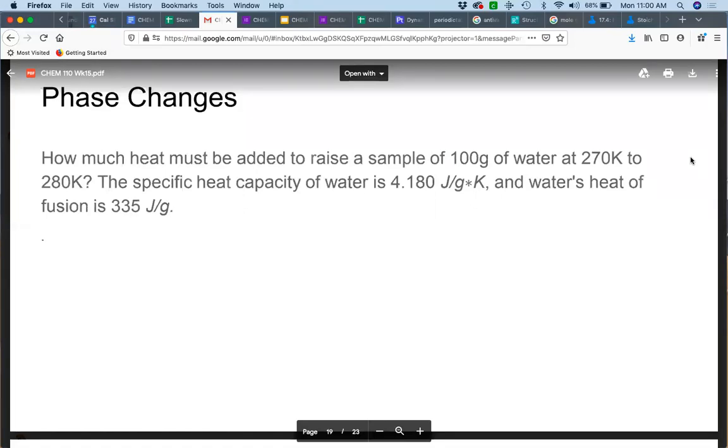So if I'm thinking about this problem, I'm going to need to figure out the amount of energy that it takes to warm liquid water, and I'm going to need to think about the amount of energy that it takes to melt ice to form that liquid water. So this is a really great example of a two-step phase change problem.